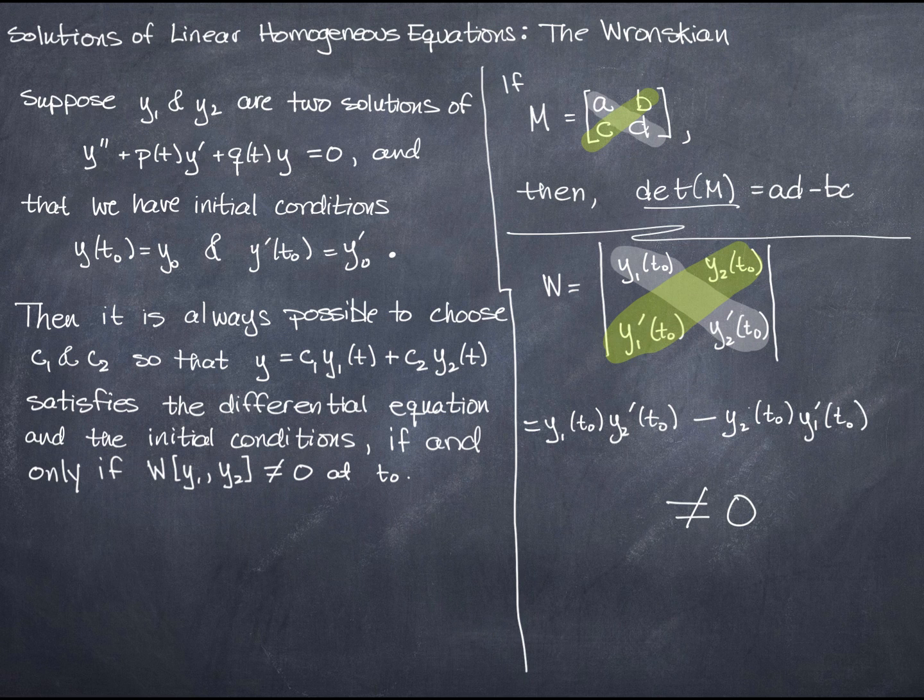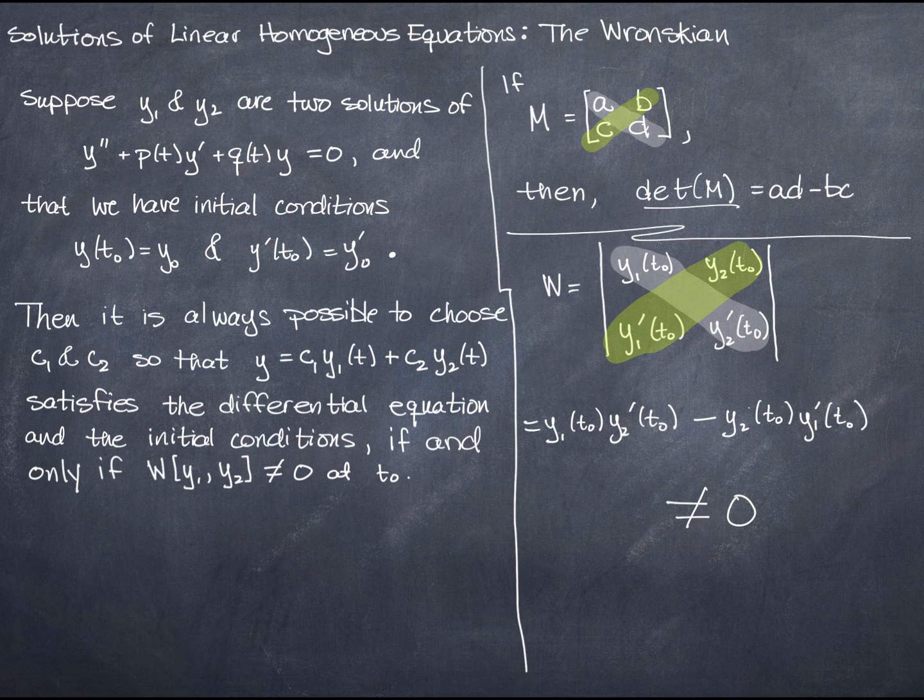Anything other than 0. If it's 0, we're in trouble. Well, we just can't progress, right? We're not going to find these numbers. As long as it's not 0, we'll know that we can find these two numbers so that we have a general solution. Once we've done that, I'll show you how to find those two numbers. But right now, let's just concentrate on whether or not it's possible to find those two numbers.